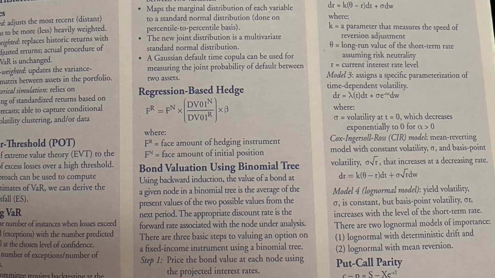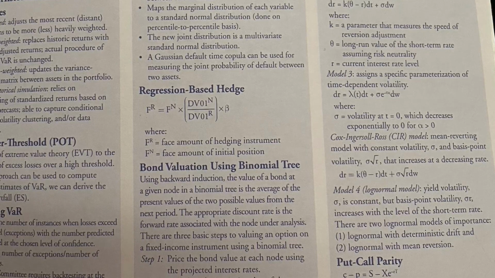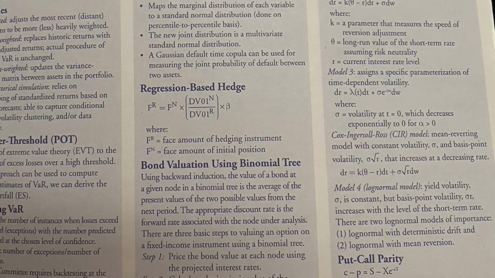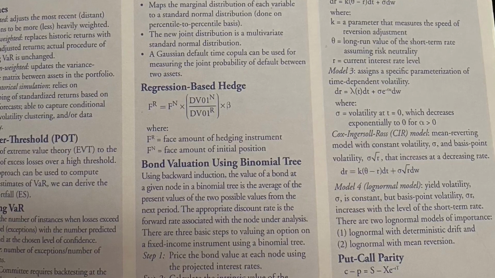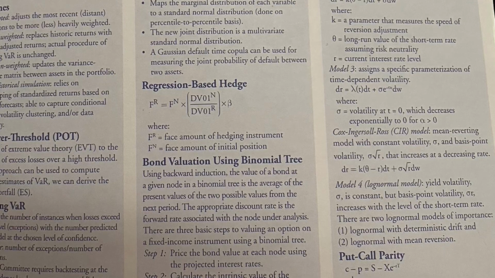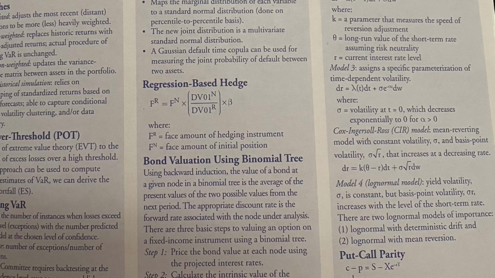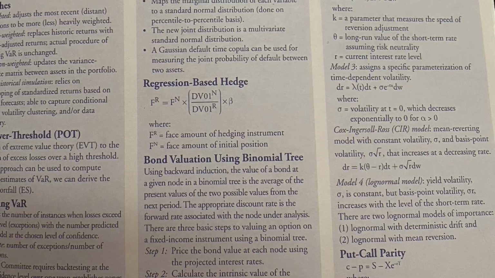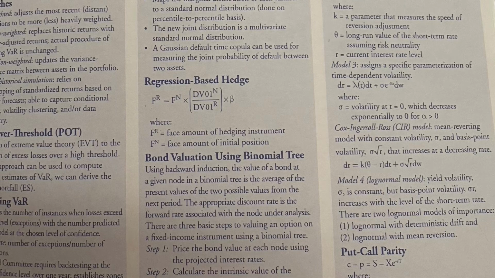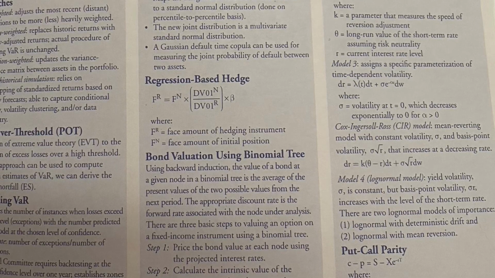Convexity effect. All else held equal, the value of convexity increases with maturity and volatility both. Term structure models. There are multiple models. Model number 1 assumes no drift and that interest rates are normally distributed. dr equals sigma dw.